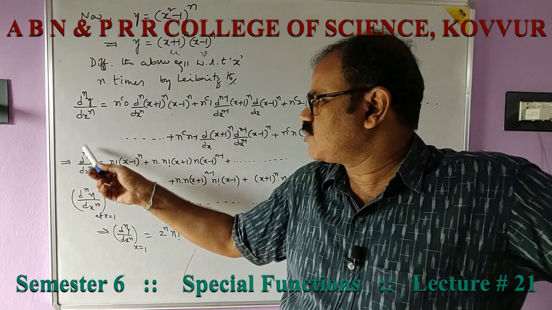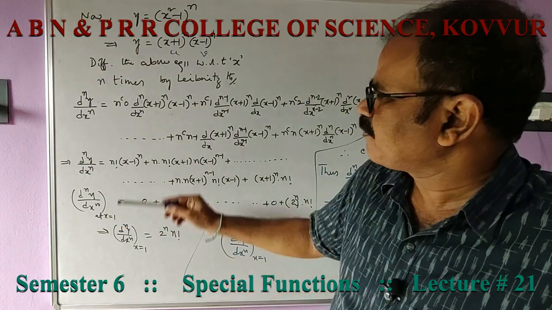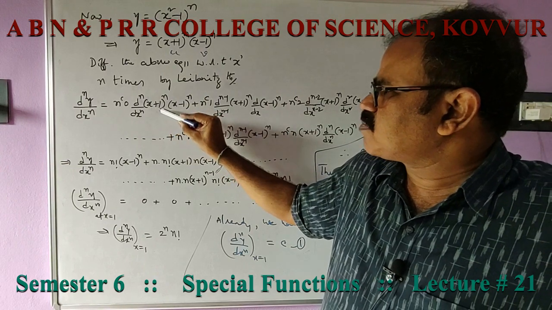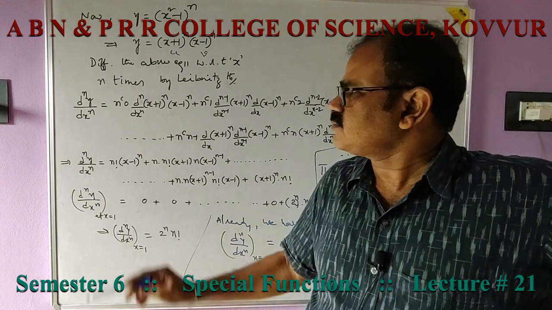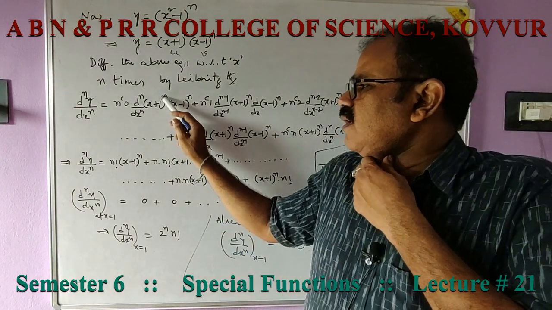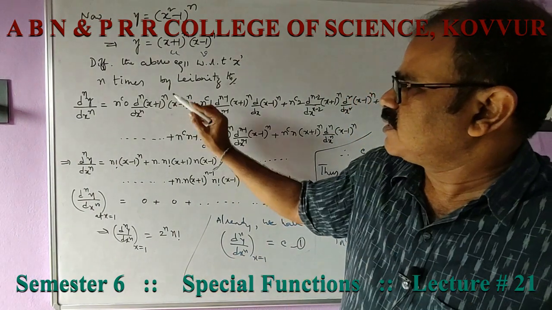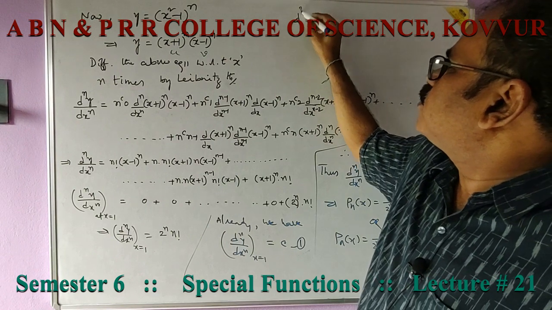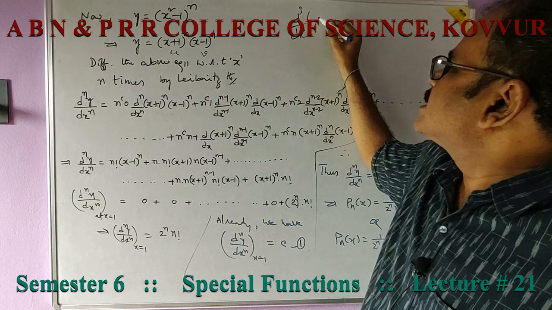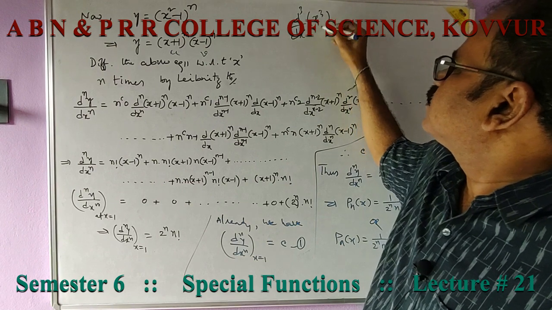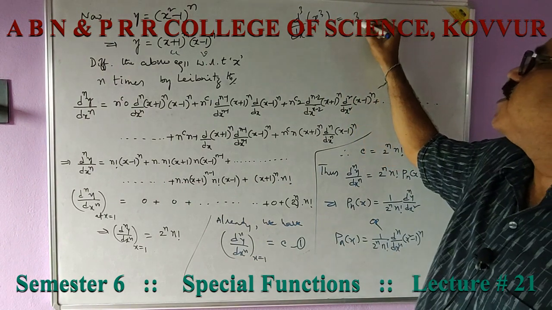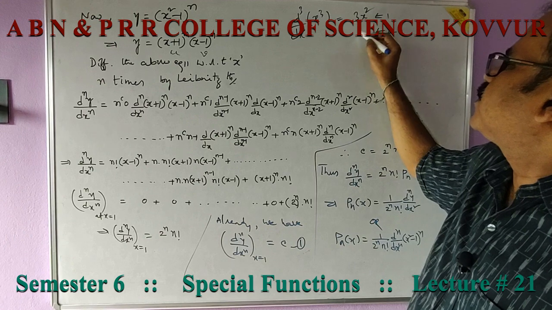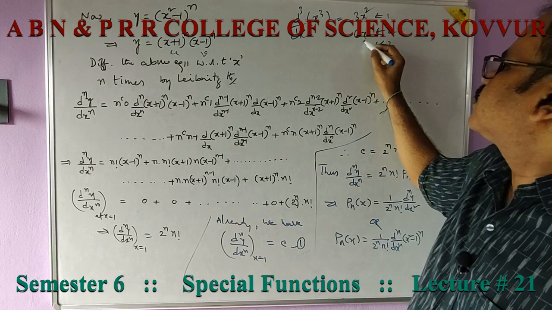d^n y by dx^n is equal to, this is constant, and derivative of (x plus 1) whole to the power of n. (x plus 1) whole to the power of n is n factorial. As it is power n, this is nth derivative. Let us see, d cube by dx cube of x cube, the third derivative of x cube. First derivative is 3x square. Next one, second derivative 6x, and third derivative is 6.